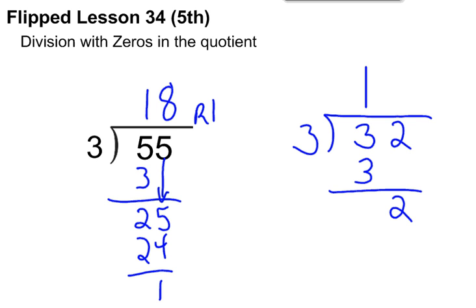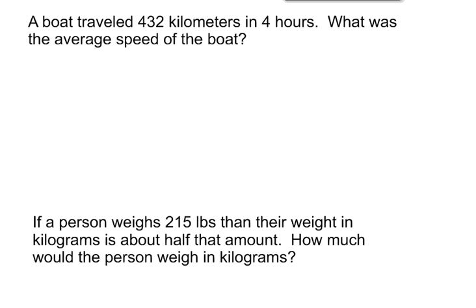Now 3 goes into 2 how many times? And the answer is 0. Because there's nothing else to bring down. 0 times 3 is 0. We'll bring down our 2. And in the end, we have a remainder of 2. And so we have a first example of how this might work, putting that 0 in there to help us continue to solve.